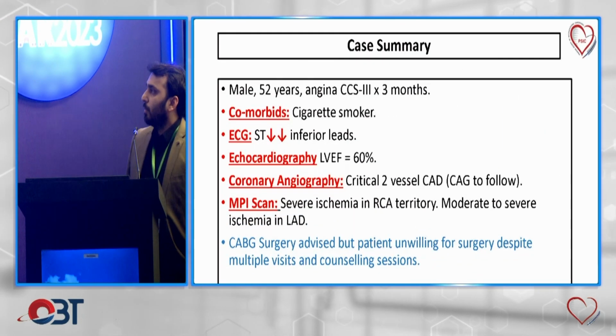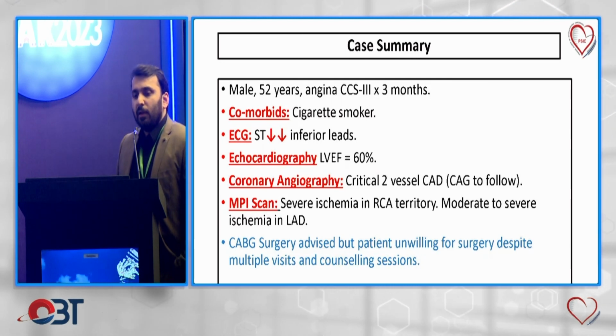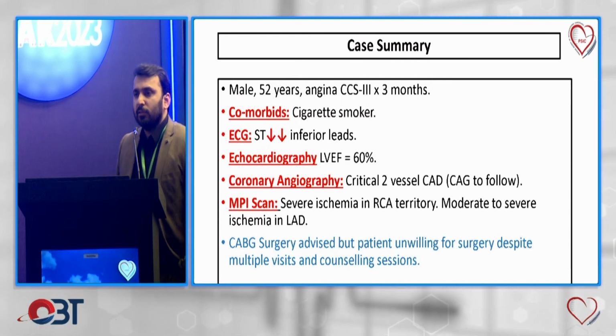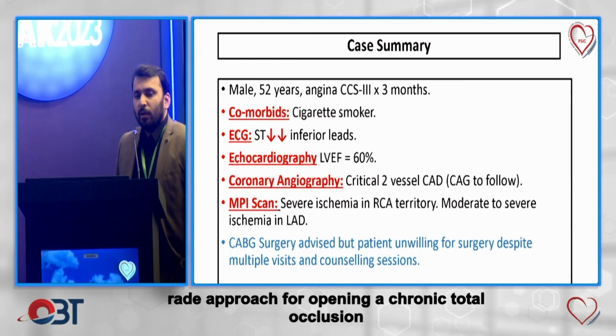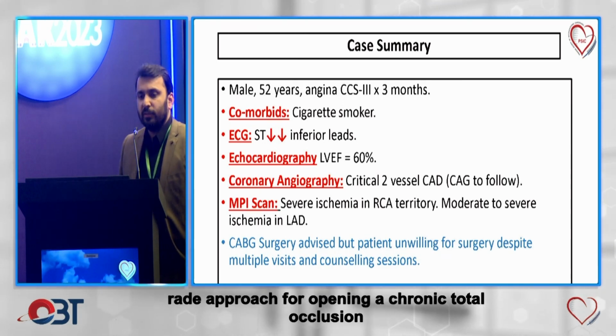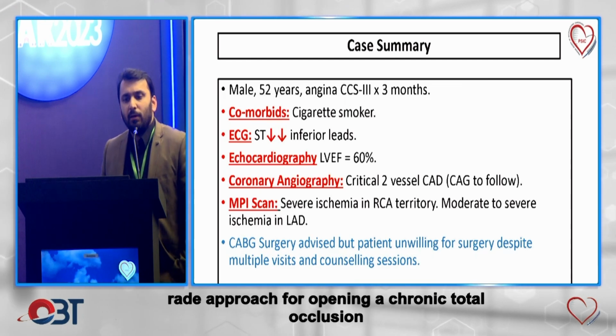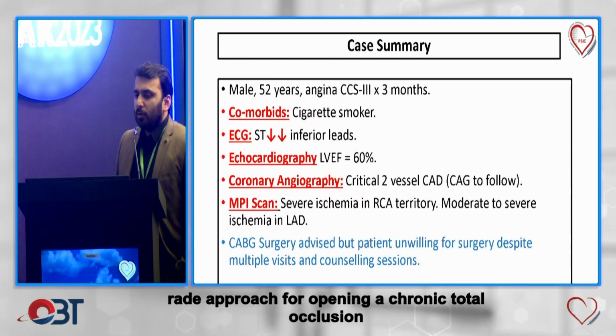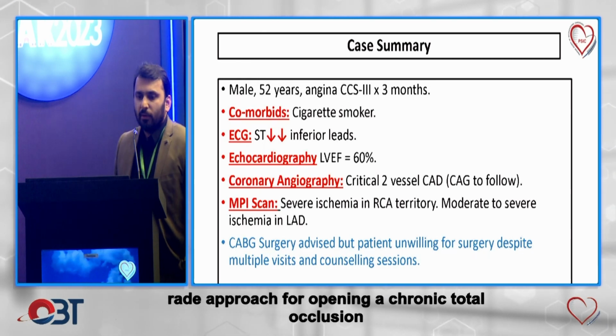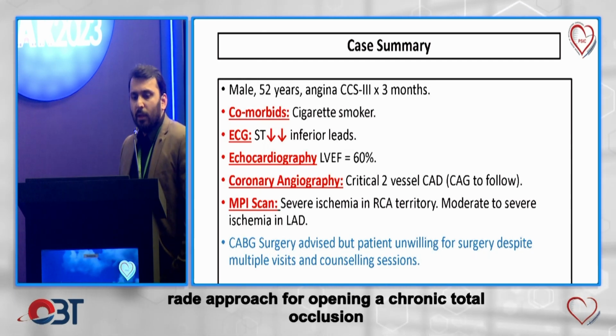First of all, the case summary. A 52-year-old male having CCS class 3 angina for the last 3 months, with the comorbid of cigarette smoking. ECG showed some ST sags in the inferior leads, and echocardiogram showed good ejection fraction. Angiography revealed critical two-vessel disease, which I will show later.